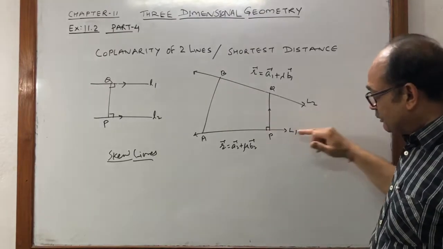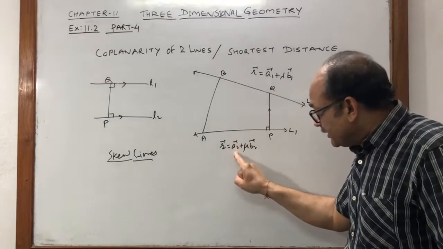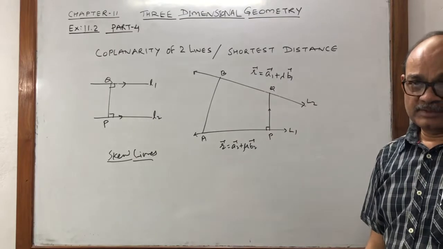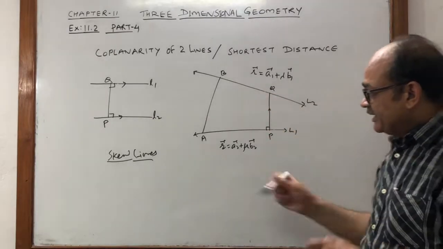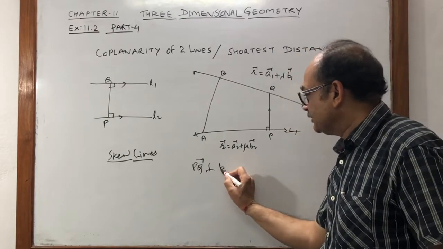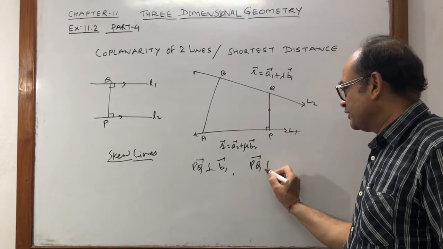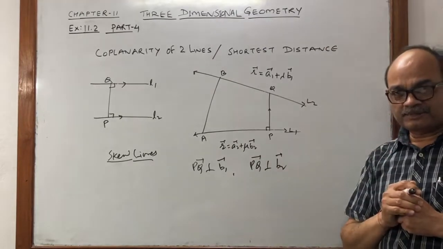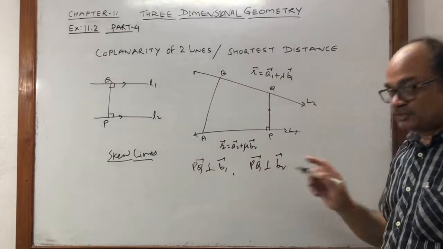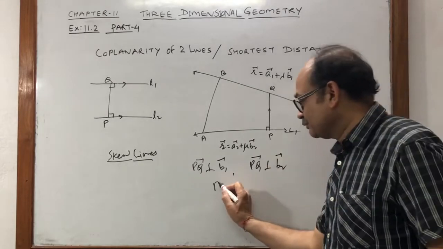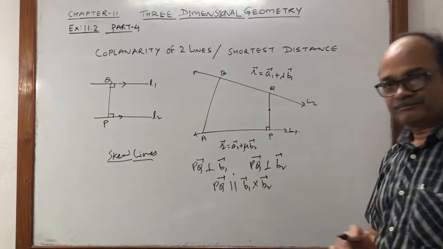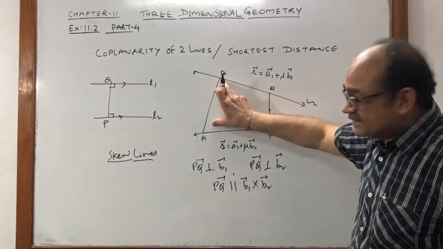Similarly, B2 is parallel to line L2, the line passing through a point whose position vector is A2. The simple thing is that PQ is perpendicular to both the vectors, that is, PQ is perpendicular to B1 and PQ is perpendicular to B2. Now you know from vectors that if PQ is perpendicular to both, it means very simply PQ must be parallel to B1 cross B2. Correct?